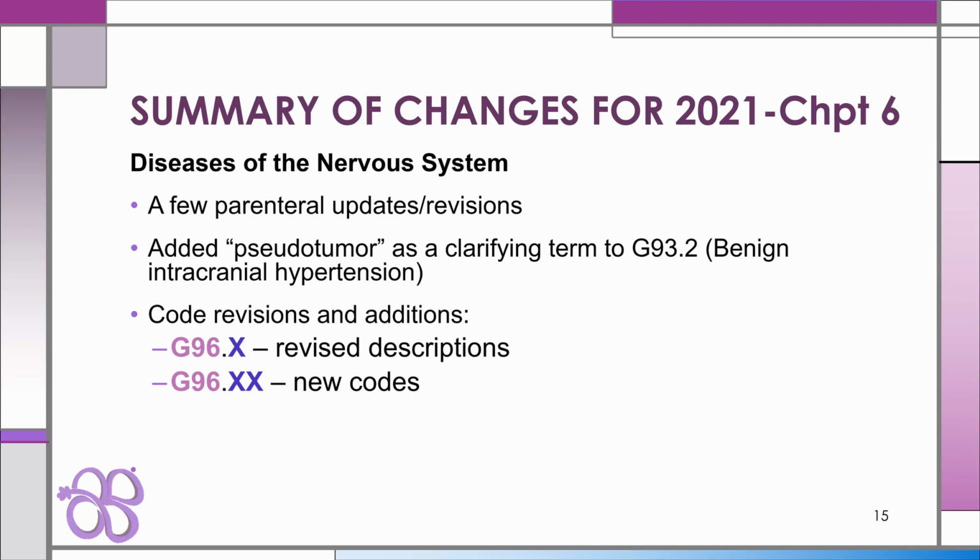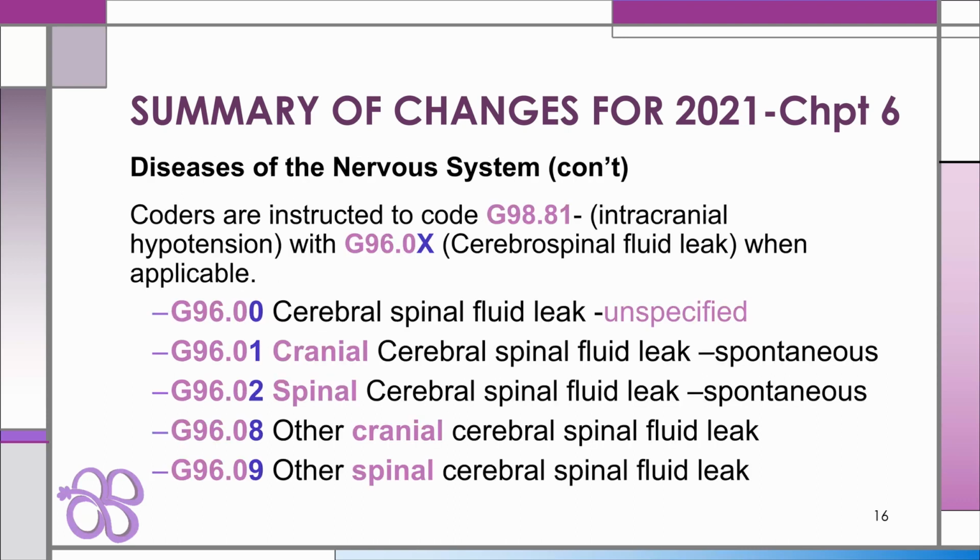And there's also some code revisions and additions to these particular categories. Coders are restricted to code G89.81, intracranial hypotension with G96.0X, cerebrospinal fluid when applicable. So these are the different categories: cerebrospinal fluid leak unspecified, cranial cerebrospinal fluid leak, spinal cerebrospinal leak, and then other cranial and cerebrospinal leak.